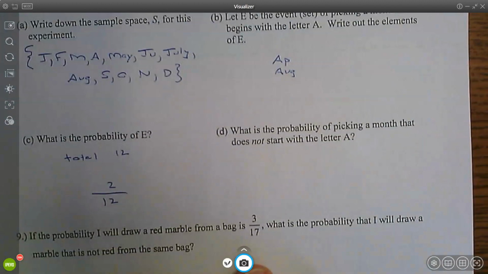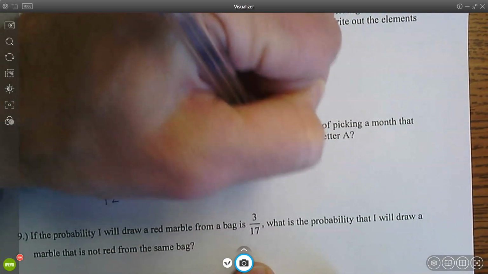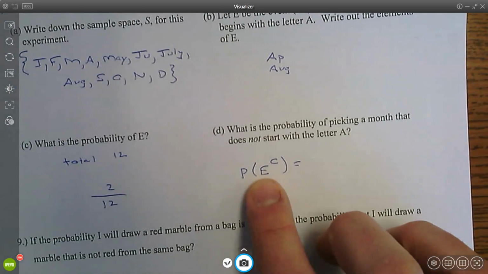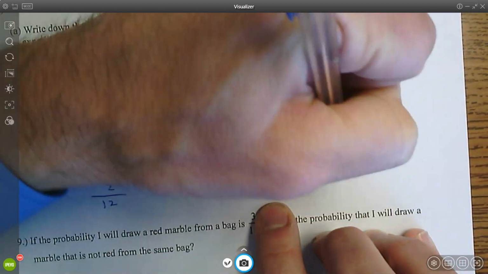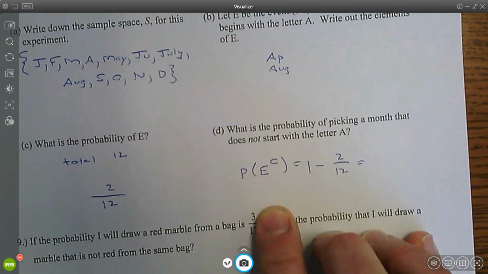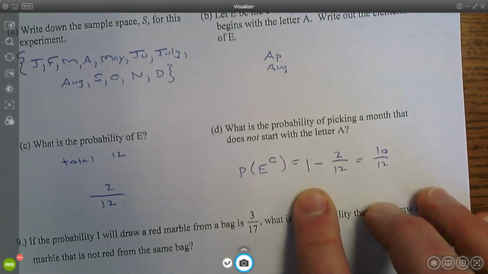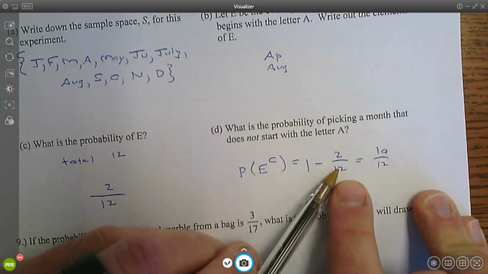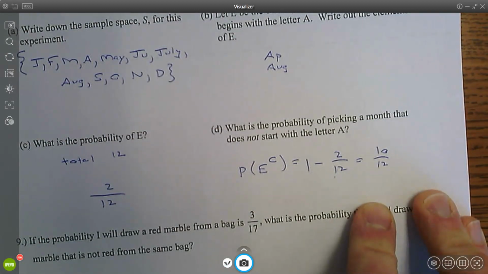So what's the probability that it does not begin with the letter A? The notation would be the probability of the complement of E, where E is that it does begin with the letter A. It's just 1 minus 2/12, which is 10/12. Basically, you could use the calculator, or think about 12/12 being 1. We've used up 2 of the 12s, so there's 10 of the 12s remaining.